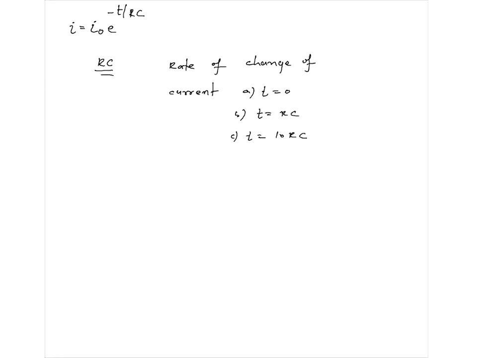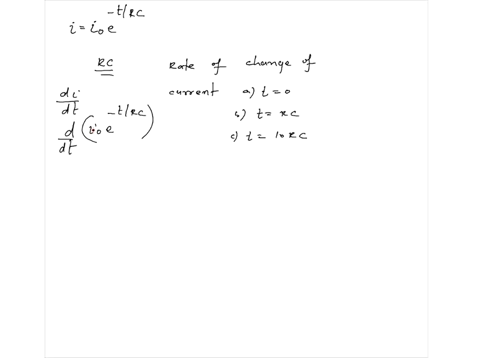Rate of change of current, that is di by dt. So di by dt is asked. It's simple differentiation. So you just have to differentiate this I0 e to the power minus t by RC. What about the constant? When you differentiate, doesn't it go away? Constant alone is 0.